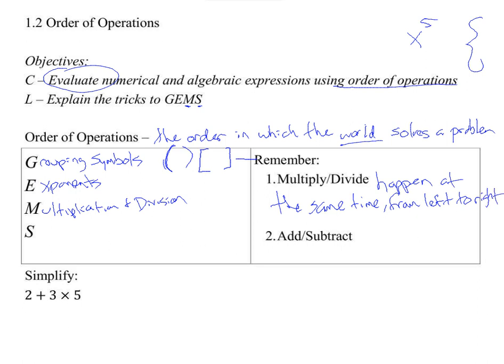So, multiplying and dividing happens at the same time. If I see division on the left and multiplication on the right, the division happens first, and then the multiplication. It's from left to right. You have to follow that. And that's why multiplication and division is written together right here. All right, the last thing, the S. What is the S? Subtraction and addition.